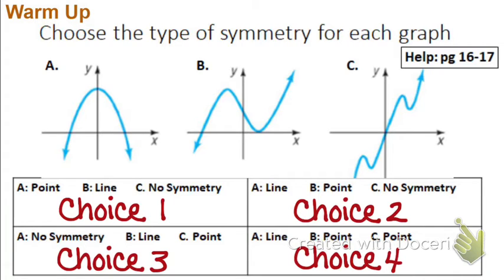If I look at graph A, does this have symmetry at all? Does it have line symmetry? Does it have point symmetry? I'm seeing a yes. Which one, line or point? Line. Where could I draw a line and fold it in half so that the two sides would match up? Right on top of the y-axis, right here. So this one has line symmetry.